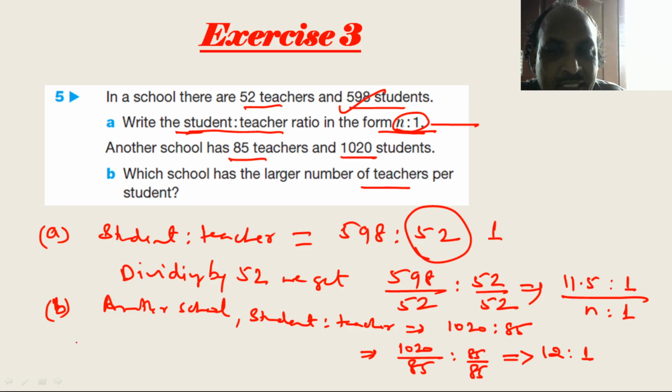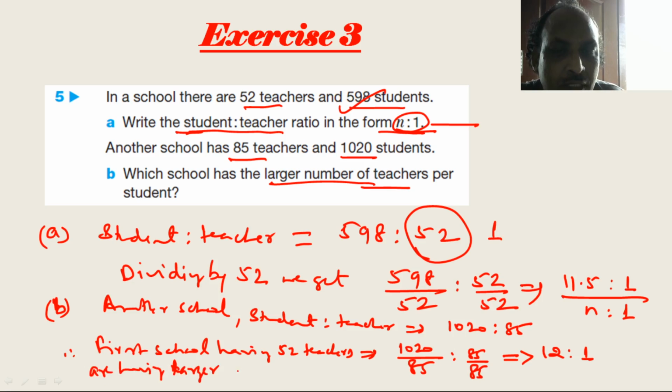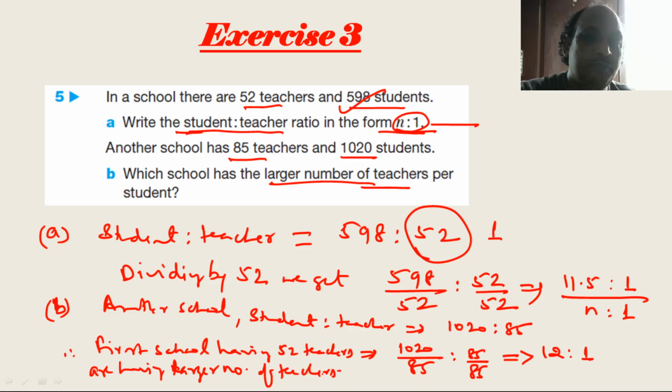So you can say that the first school, having 52 teachers needed, is having the larger number of teachers.